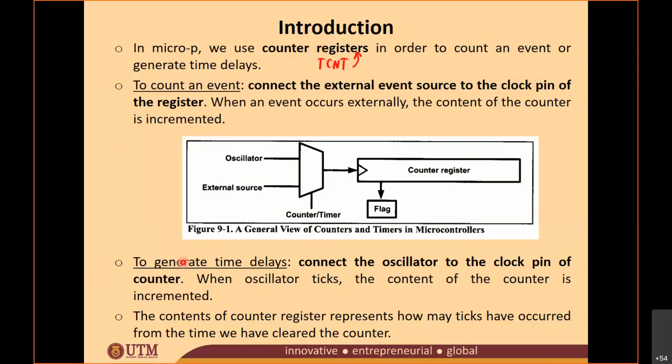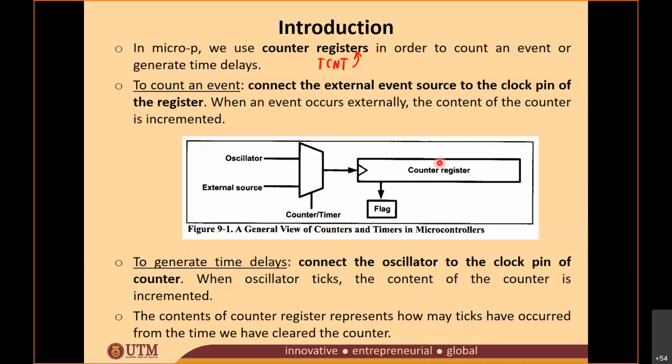And then to generate a time delay, you are going to connect the oscillator to the clock pin of your counter. That means you need to connect your counter register, your Tcnt, to your oscillator. So whenever the oscillator ticks, the content of the counter will be incremented. So this is how you're going to use the counter register in order to count an event or to generate the time delay. This is the general overview of the counter and timer in a microcontroller.